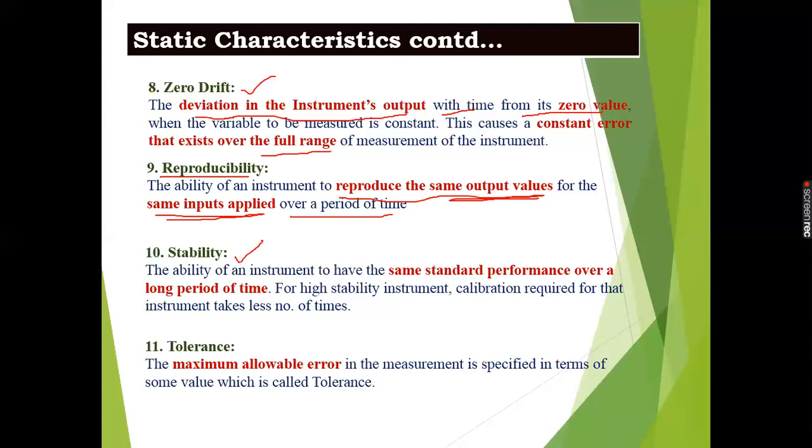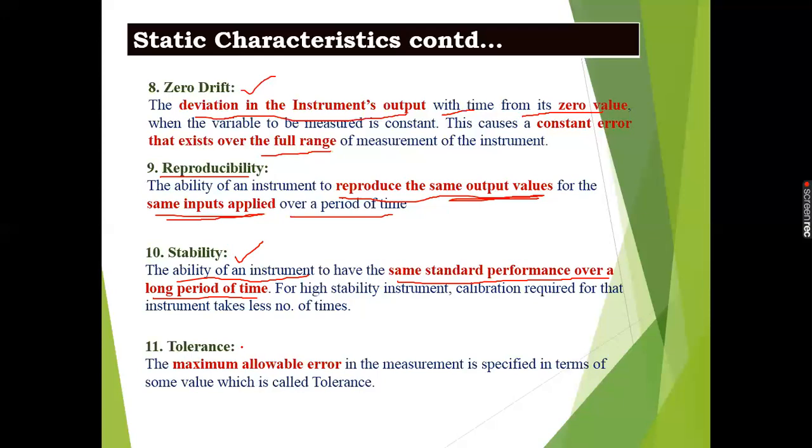Coming to stability. Stability is nothing but the ability of an instrument to have the same standard performance over a long period of time. For example, if you are using any instrument for 5 years or 10 years, or even for a long period of time, that instrument should perform the same even if you use it for several years. That is nothing but stability.